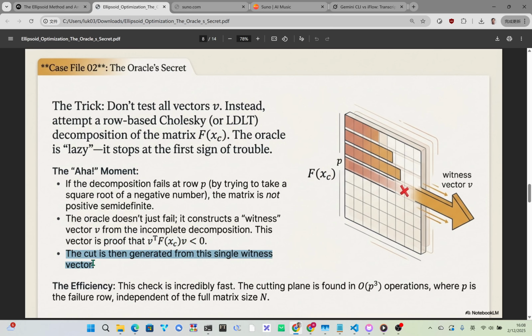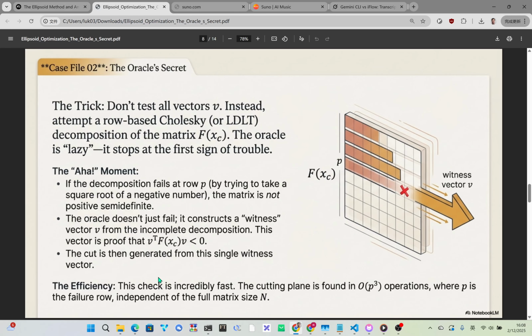And what's amazing is the efficiency. The check and generating that witness can take as little as order p^3 operations, where p is the row where it failed. So if it fails early, it's incredibly fast, no matter how huge the full matrix is. That is computationally brilliant. It only puts effort into the exact part of the structure that broke the rule. Okay, so from continuous constraints to exponentially large discrete ones, case file three, parametric network optimization.